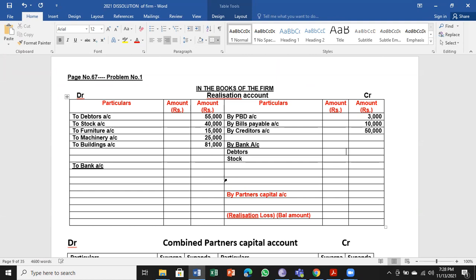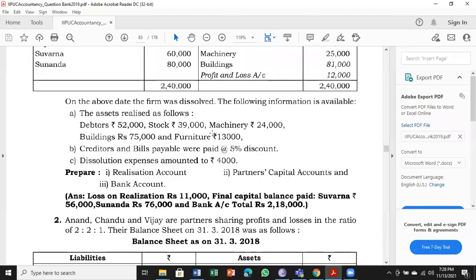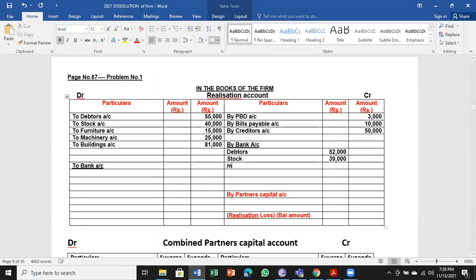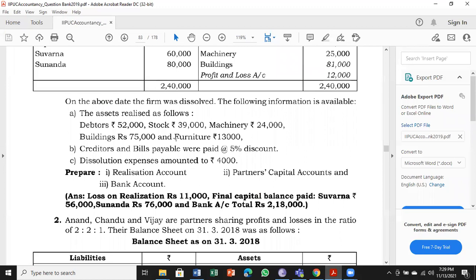So it's only information we are taking. Debtors 52,000, stock 39,000. Next, two assets which we will take: machinery 24,000, building 75,000. Machinery 24,000, buildings 75,000. One more asset is also there, furniture 13,000.